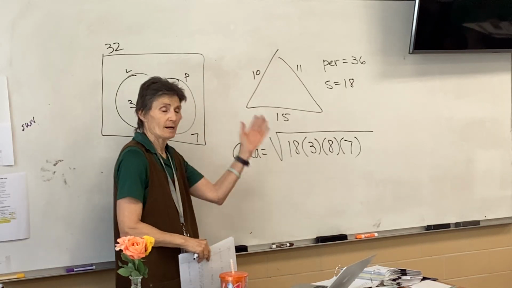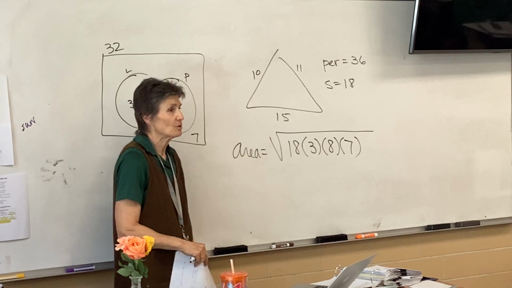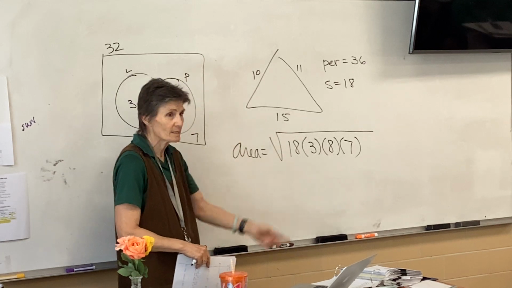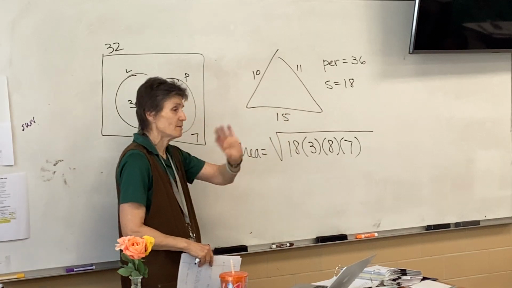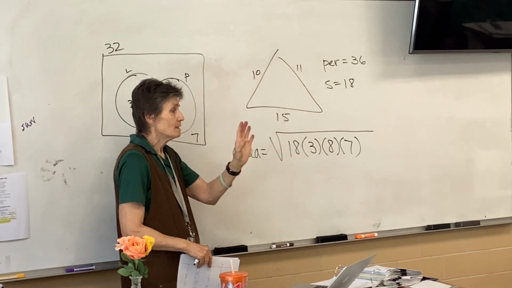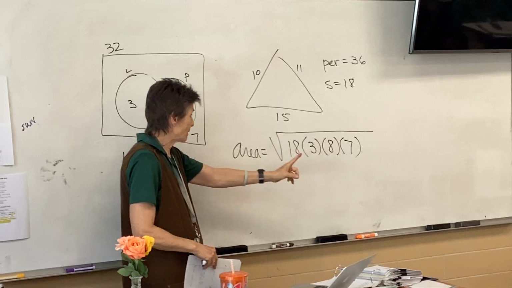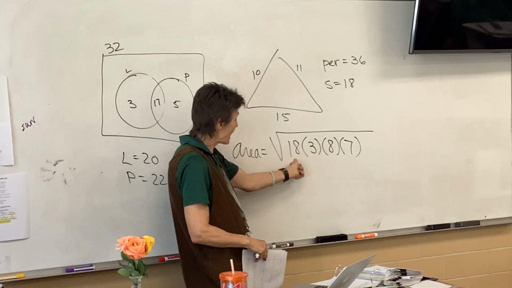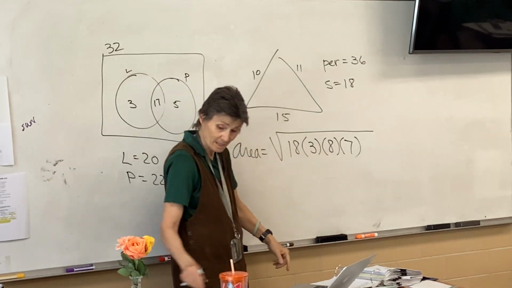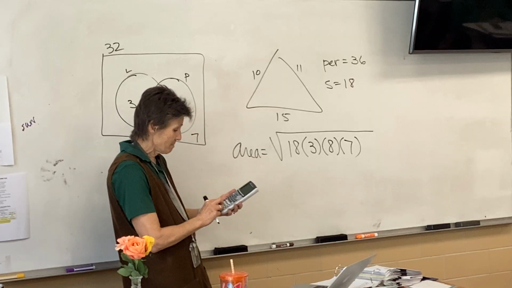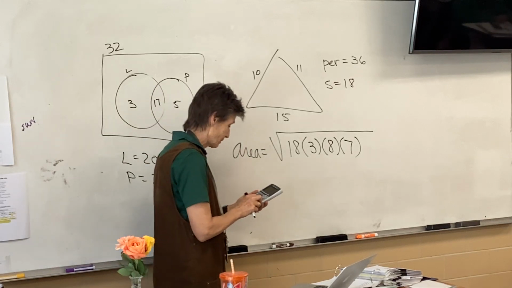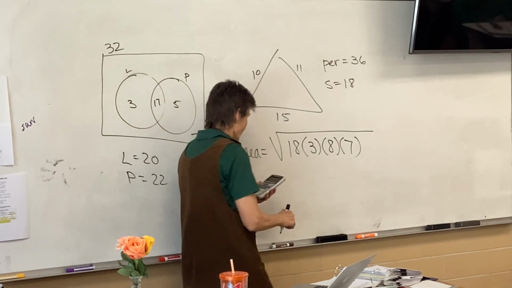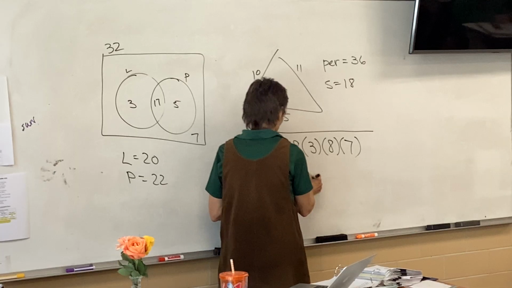Every time you kids do this, people put the side numbers into the formula. They do not go in there. Those numbers never go in. Add them up, divide by 2, and then take that number minus each side, type it all in, square root it, and that is the answer. 54.99.